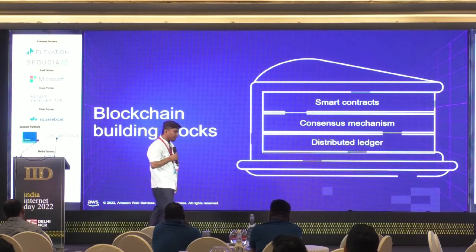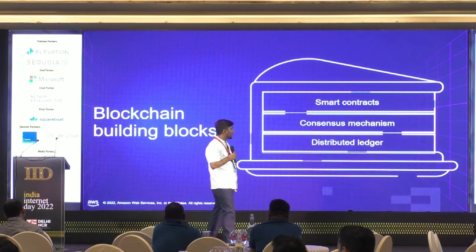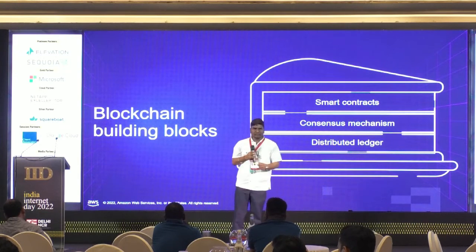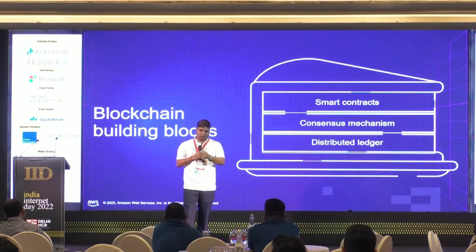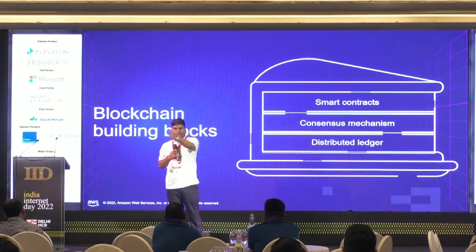Then on top of it, you have smart contracts. Now, a smart contract is just a piece of code which runs on the blockchain. So, as I said, blockchain is a distributed ledger running on every node.